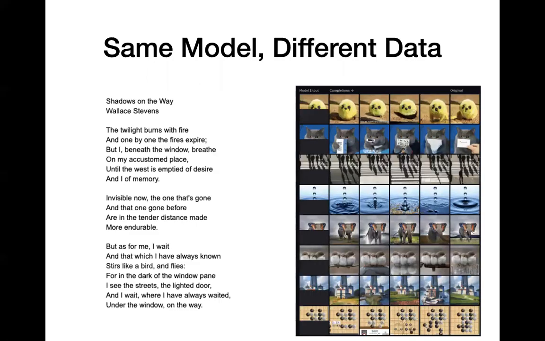So you can do a lot of things with these models. These are two relatively recent samples. On the left, we have a sample of a poem written by GPT-3, just based on the title Shadows on the Way by Wallace Stevens. If you're into poetry, I like poetry quite a bit, and if you've read a lot of Wallace Stevens, you might notice this is a pretty good reproduction of his style. It's a pretty impressive poem, I think, given that it was just written by an AI all by itself.